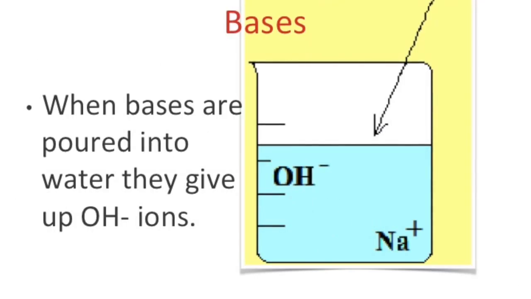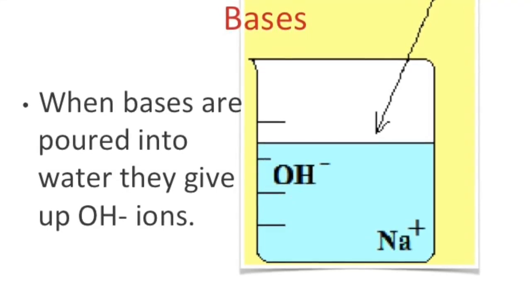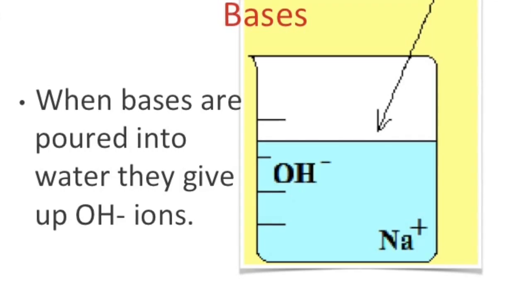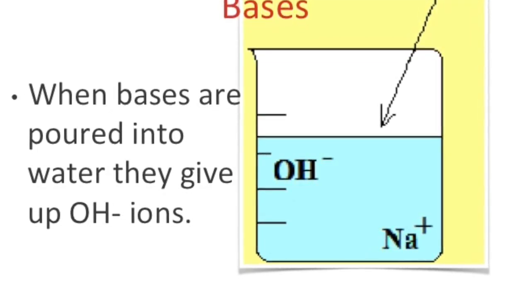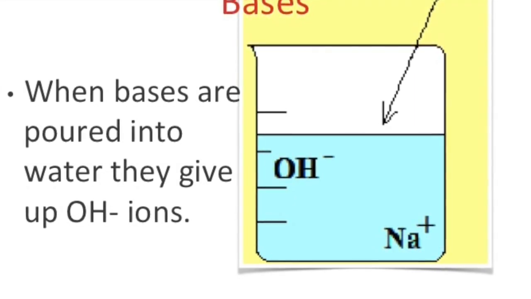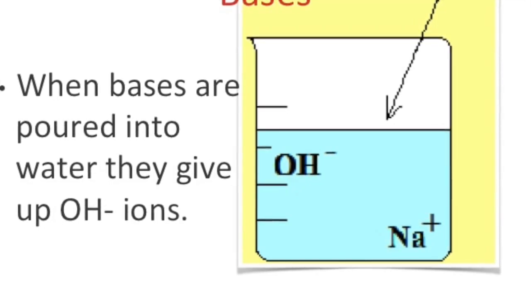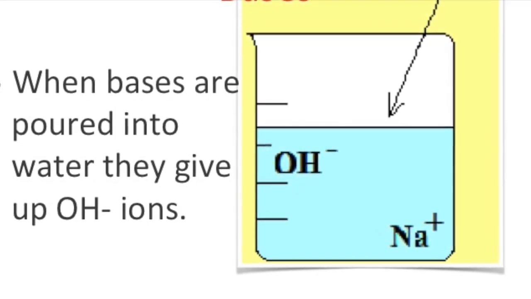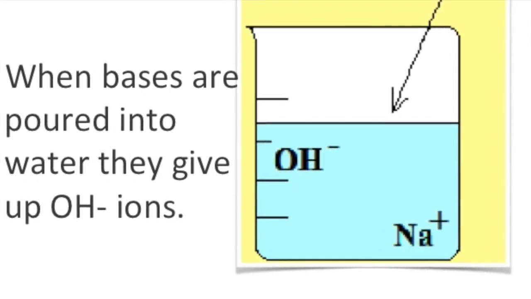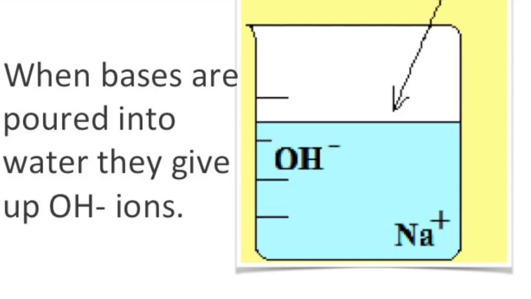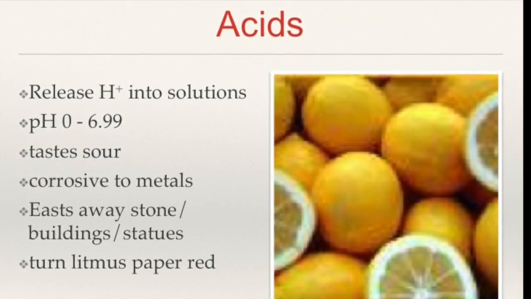When a base is poured into water, it dissociates and gives up OH hydroxide to the water. In this example, the sodium hydroxide dissociates to sodium and hydroxide in water. The solution in the beaker is basic because it contains free hydroxide ions. The pH of the solution will fall somewhere above 7 on the pH scale. Solutions that are basic will have a pH above 7. Strong base solutions will have a pH closer to 14, and weaker base solutions will have a pH closer to 7. Acids release hydrogen ions into solution.